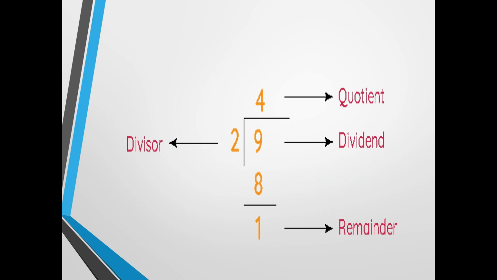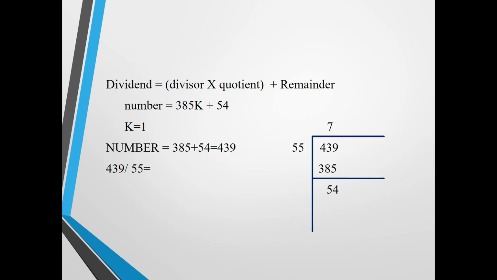Before that, you need to know about divisor, quotient, dividend and remainder. So in this problem, 99 is the dividend, 2 is the divisor, 4 is the quotient and 1 is the remainder. So there is a formula: dividend is equal to divisor into quotient plus remainder.